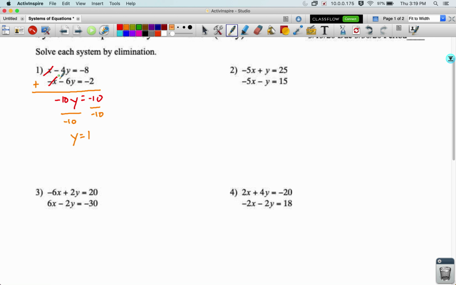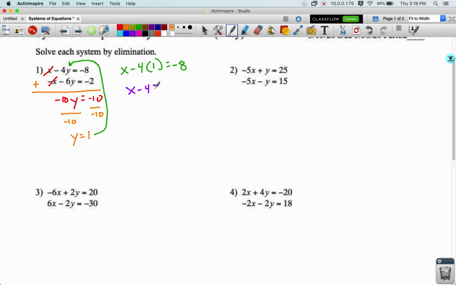All right, but I'm not done solving this. I need to still find an x value. I wanted a combination of an x and a y value, so I plug this value back into this y here. So this top equation becomes x minus 4 times y, but y has been replaced with a 1, equals negative 8.